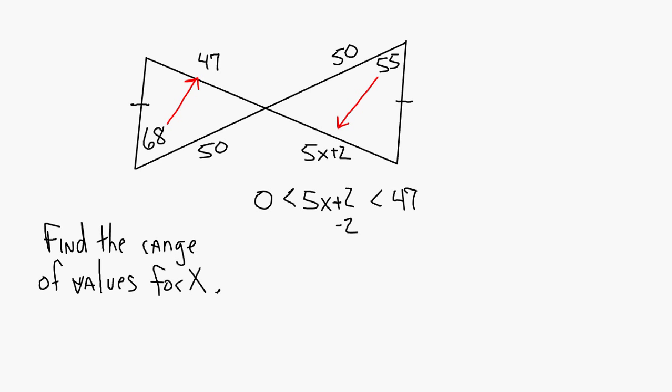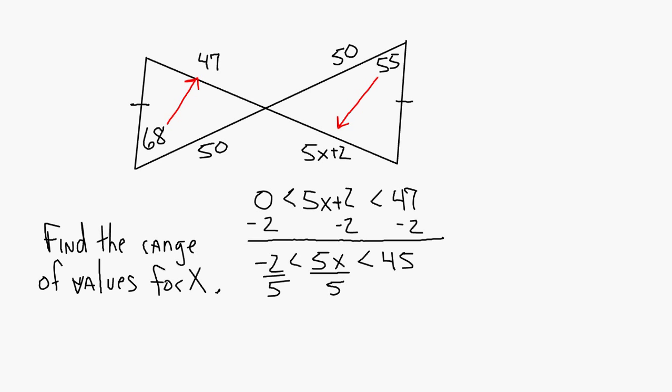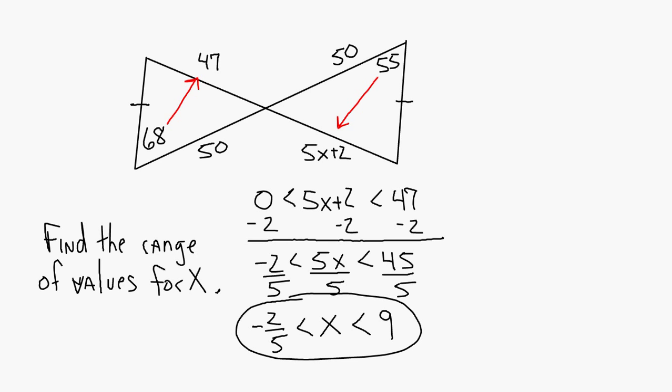And again, subtract 2 from each side. So negative 2 is less than 5x, which is less than 45, divided by 5. And negative 2/5 is less than x, and x is less than 9. So there's your range of values for x. Be sure when you're comparing sides that you use the included angle, the angle that's touching the two congruent sides. Does anybody have any questions?